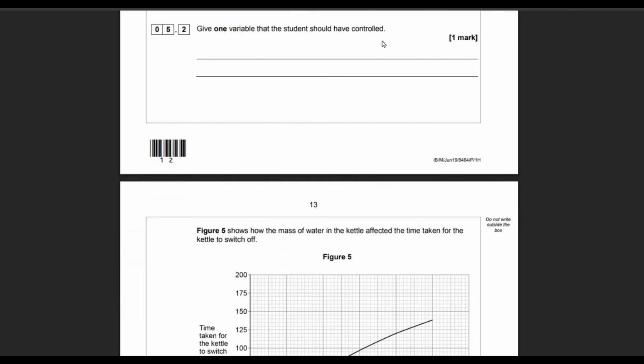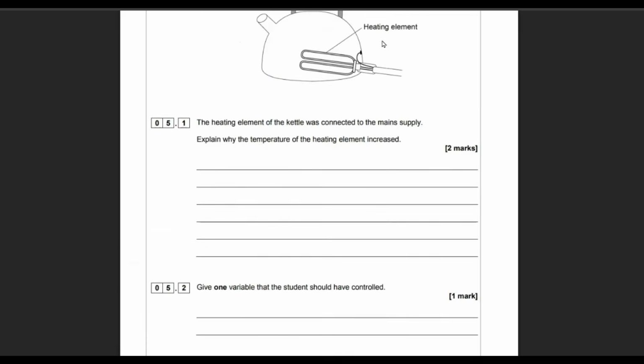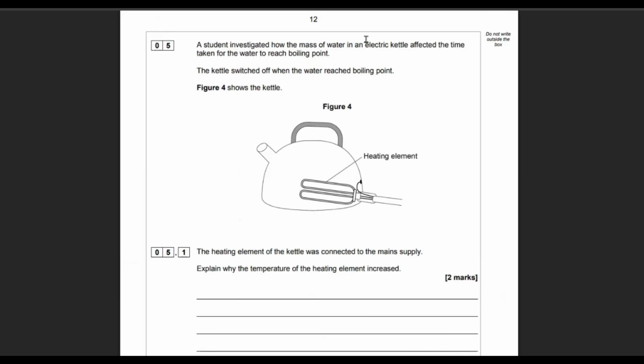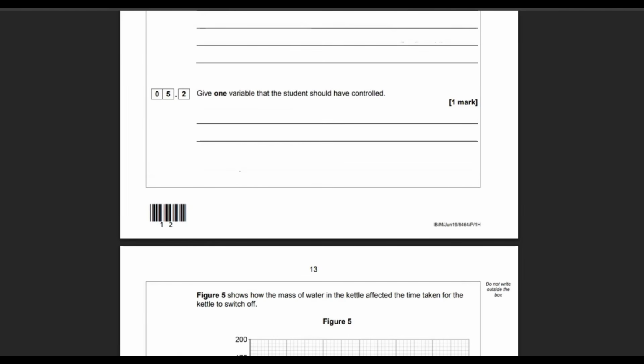5.2, give one variable the student should have controlled. So they're changing... let's look at what the independent variable is. It looks like they're seeing how they're measuring the time. So that's the dependent variable. They're changing the mass of water. So what should we do? The starting temperature of the water should be controlled, right? Because if they're starting at a higher temperature, so I'm going to go with the starting temperature of the water.